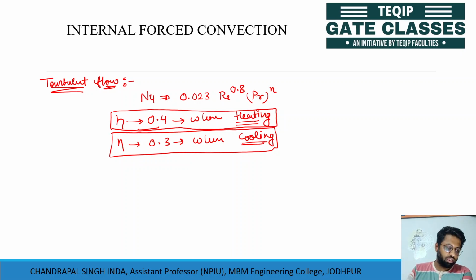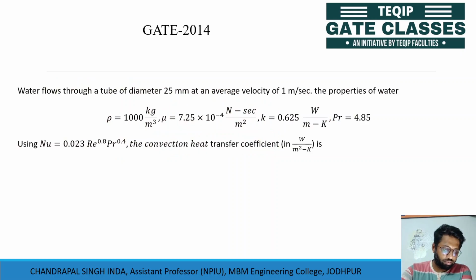So these are the empirical relationships for internal forced convection. Based on this we solve the numerical problems. Let's have the numerical problem. Here again we have to use the calculator, and the question says water flows through a tube of diameter 25 mm. So write down d is equal to 25, which is the characteristic length of the internal forced convection, at an average velocity of 1 meter per second.